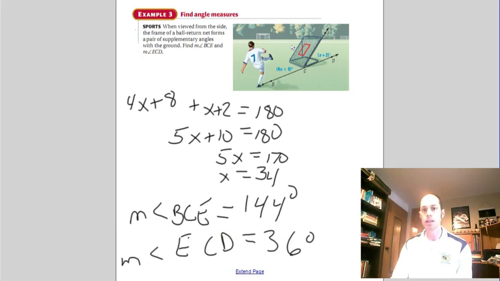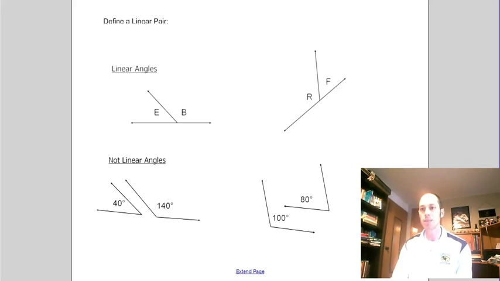Okay, so you can't get too far away from your algebra skills. Always keep creeping up, no matter where we go. Next, let's take a look at what a linear pair is. These two are a linear pair, R and F. These two are not a linear pair. Okay, so what's in common? What makes them different? How would you define a linear pair? Take a moment to pause it and think about that.